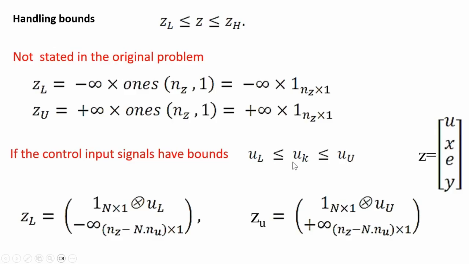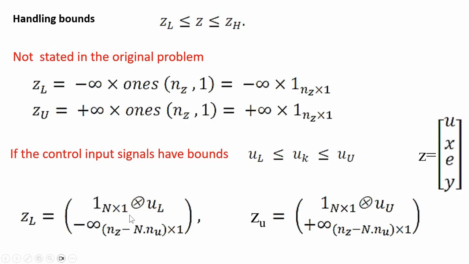Recall that the unknown vector z has elements u, x, e, and y. All of them have been made either -infinity or +infinity for the lower and upper bounds. Now we have to modify for u, and the modification can be simply done as follows. As you can see, we have introduced u_L, the lower bound on the control input, by taking the Kronecker product of the lower bound vector with 1.